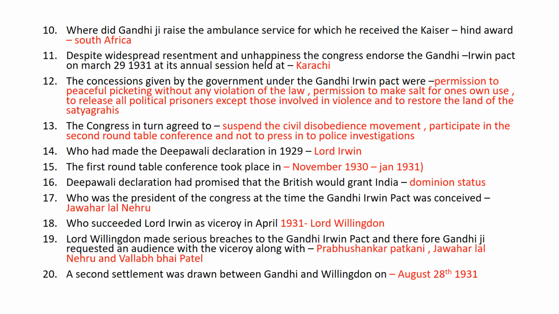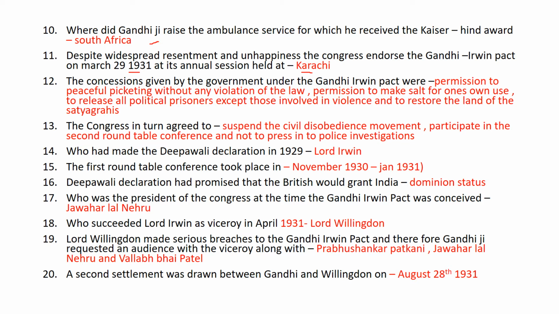Where did Gandhiji raise the ambulance service for which he received the Kaisar-i-Hind Award? It was in South Africa. Despite widespread resentment and unhappiness, the Congress endorsed the Gandhi-Irwin Pact on March 29, 1931 at its annual session held at Karachi.